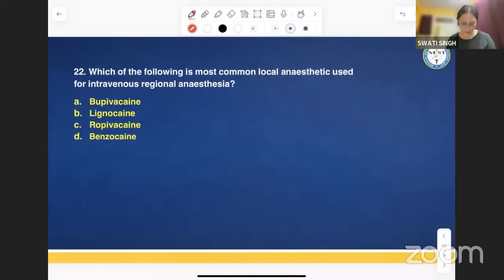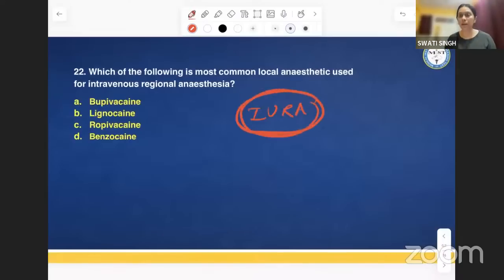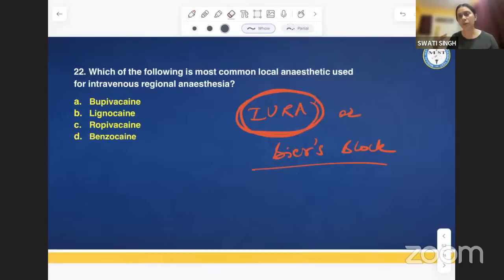Okay. Next question. Which of the following is the most common local anesthetic used for IVRA? Again, a very expected question. IVRA, intravenous regional anesthesia, or Bier's block. So what we do in this, we put a tourniquet in the hand or lower limb, inflate the tourniquet, double the blood pressure of the patient, put a cannula in this hand and give a local anesthetic through this cannula. It remains in this limb, does not go in the systemic circulation. So this is IVRA, regional anesthesia, but through the IV route.